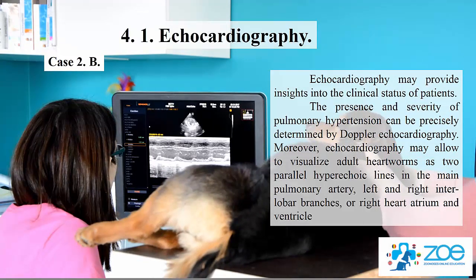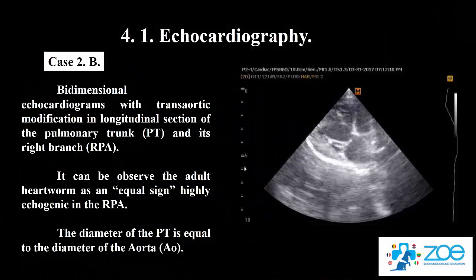Echocardiography may provide insights into the clinical status of patients. The presence and severity of pulmonary hypertension can be precisely determined by Doppler echocardiography. Moreover, echocardiography may allow visualization of adult heartworms as two parallel hyperechoic lines in the main pulmonary artery, left and right interlobar branches, or right heart atrium and ventricle.